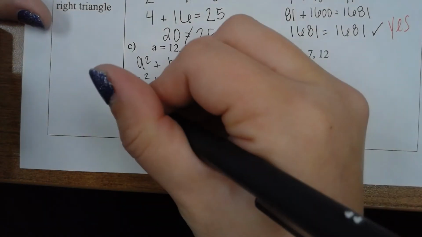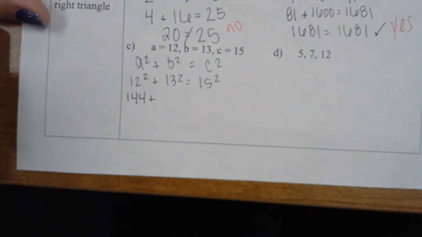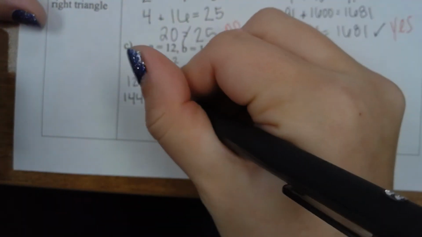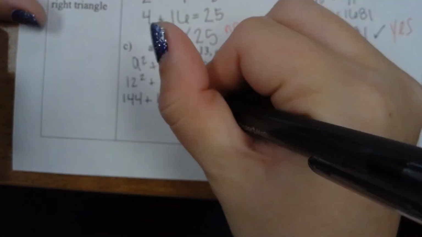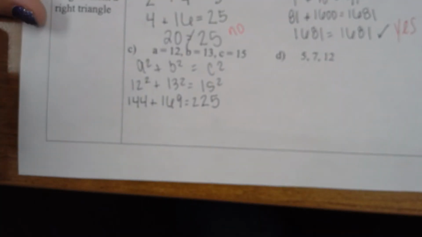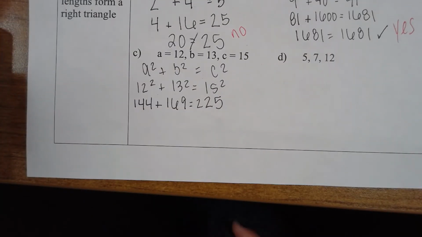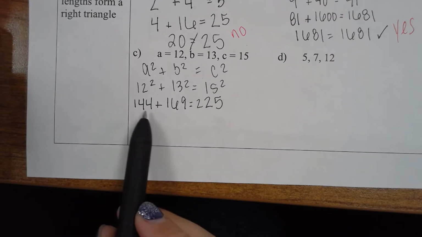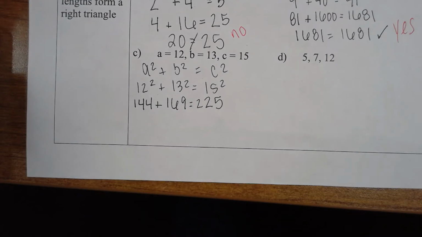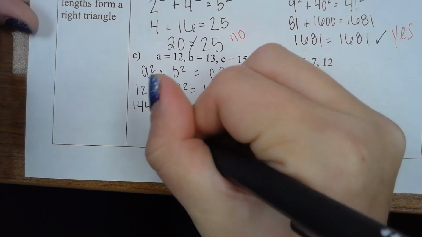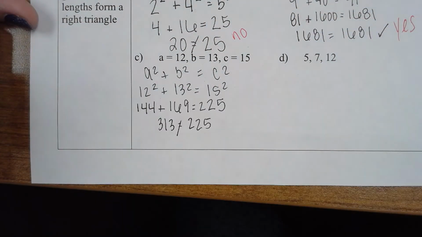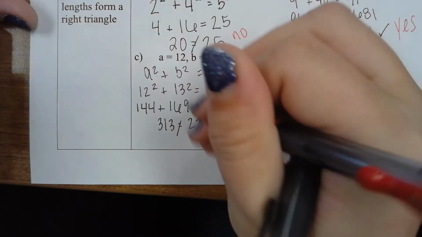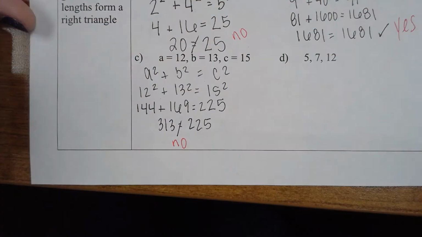So 12 squared, 12 times 12 is 144. 13 squared, 13 times 13 is 169. And then 15 squared, which is 15 times 15, gives you 225. Alright, and then our last step is to simplify this left side of our equal sign. So if I were to take 144 plus 169, I get 313. So you should have seen that 313 does not equal 225. So this means that these 3 side lengths are not going to make a right triangle.